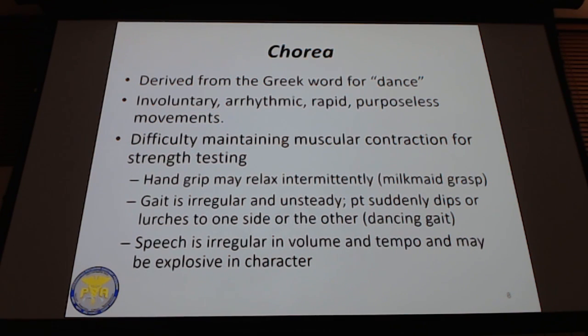But this is difficulty maintaining muscular contraction for strength testing, right? So we're going to see this as your patient is. Usually I'll have my patients grab my fingers and squeeze, right? I'll have them squeeze my fingers, and what you'll feel is this milkmaid grasp where they just keep squeezing and relaxing, squeezing and relaxing, squeezing and relaxing. So chorea in itself can be a manifestation of other disease pathology, but we'll want to be sure that we can identify it first and then kind of hunt for what the cause is.